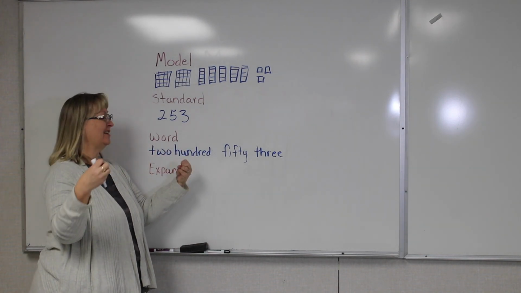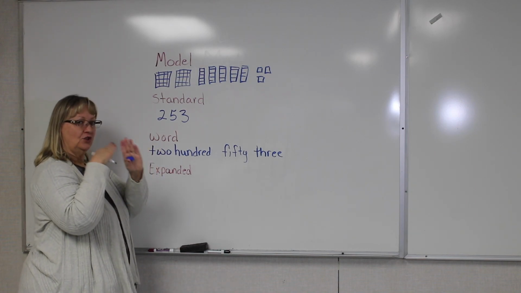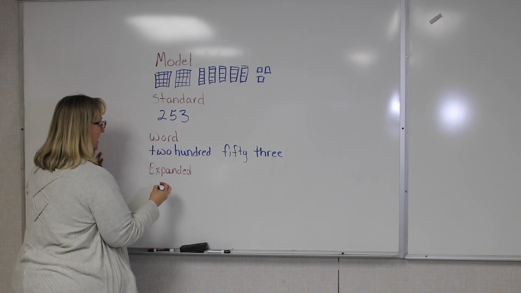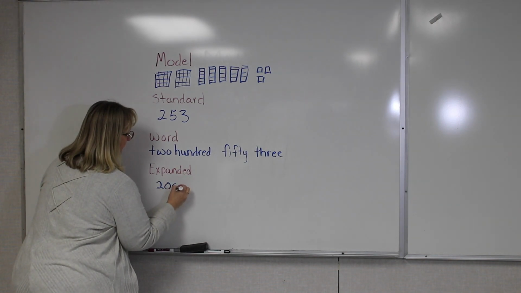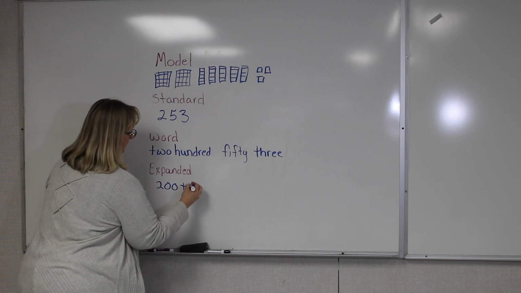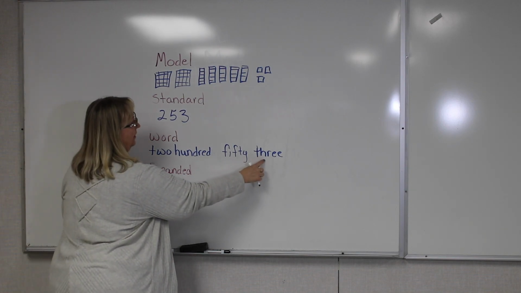Now our last one is to expand it. That means stretch that number out. And I like to remember, expand means I want to add. And I'm going to start with my first number. And how do I say it? I say 200. And I'm going to put my plus. Then I have 50. Put my plus. Then I have 3.